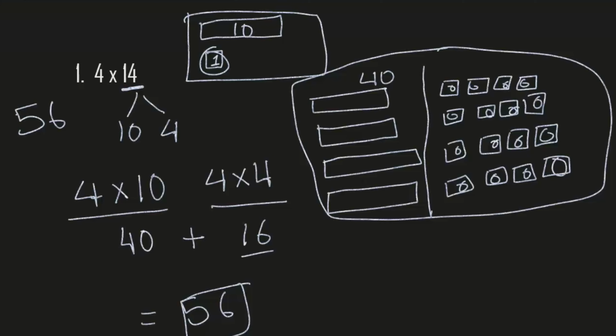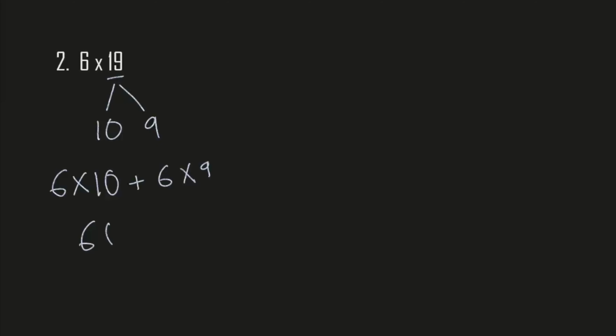Now, let's go to the next question. So now what we're going to do is the second question. Over here, what we're going to break down is 19. We're going to break it down into 10 and 9. So what we're going to do is 6 times 10 and 6 times 9. And then we can put a plus sign in between so we know that we need to add it. So 6 times 10 is 60, obviously. And 6 times 9 is 54. Now let's put a plus sign here.